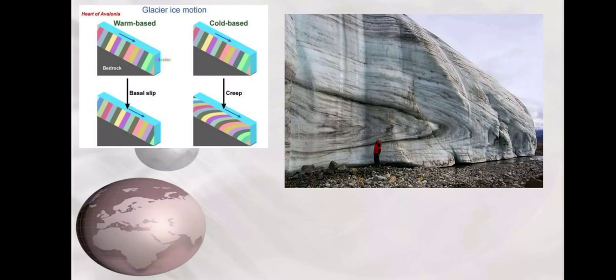Okay, so I think the video can support some of the ideas to explain how the retreat and advance of glaciers occur. So let us continue. We have here also the glacier ice motion: warm base, cold base. The video also explains how the warm base and the cold base move or occur.